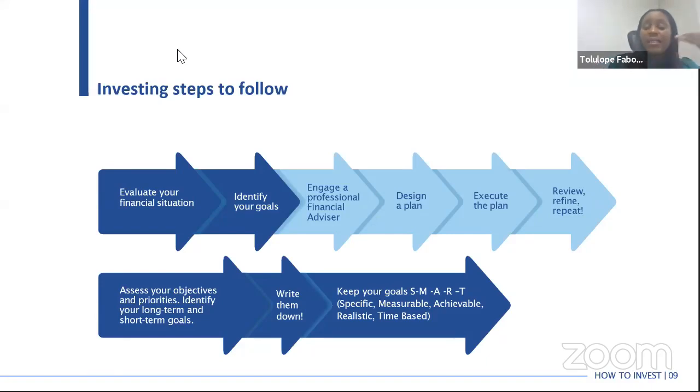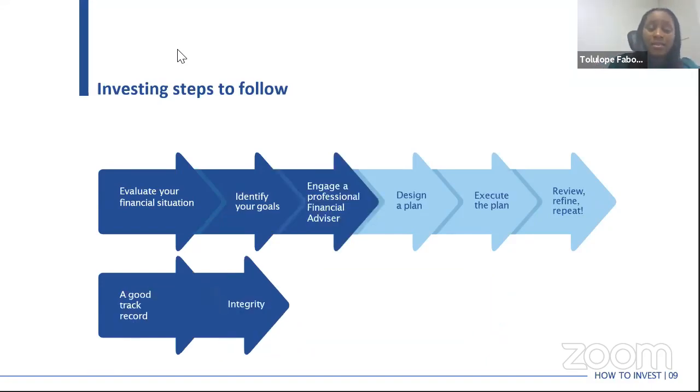Now, once you have your goals, then you need to get a very good financial advisor. Trust me, not all financial advisors are good. So you have to be able to get a professional financial advisor that will put you on track.